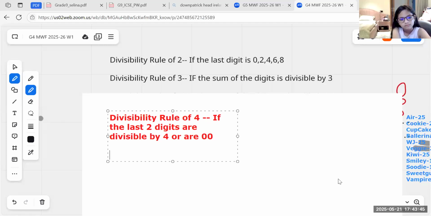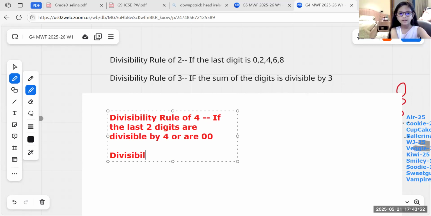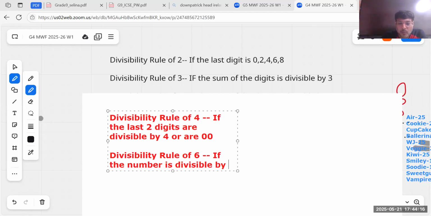So the divisibility rule of 4: if the last two digits are divisible by 4 or are 0 0. Next, what is the divisibility rule of 6? Shania? If the number is divisible by both 2 and 3, very good. Then the number is divisible by 6.